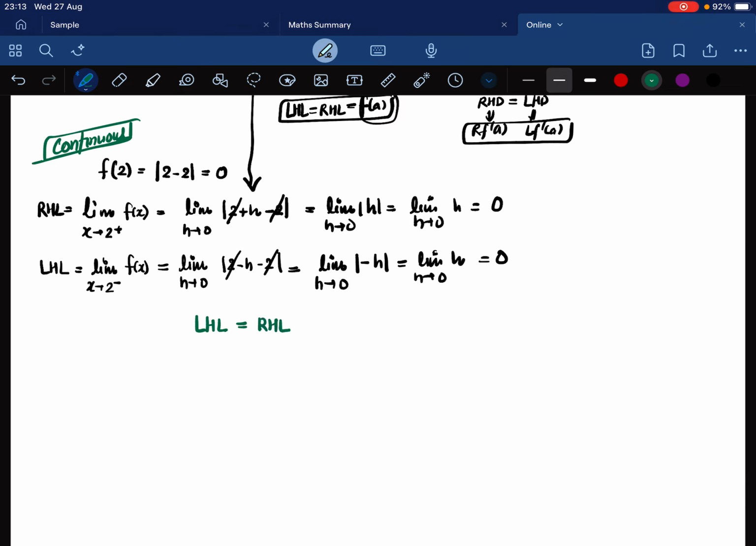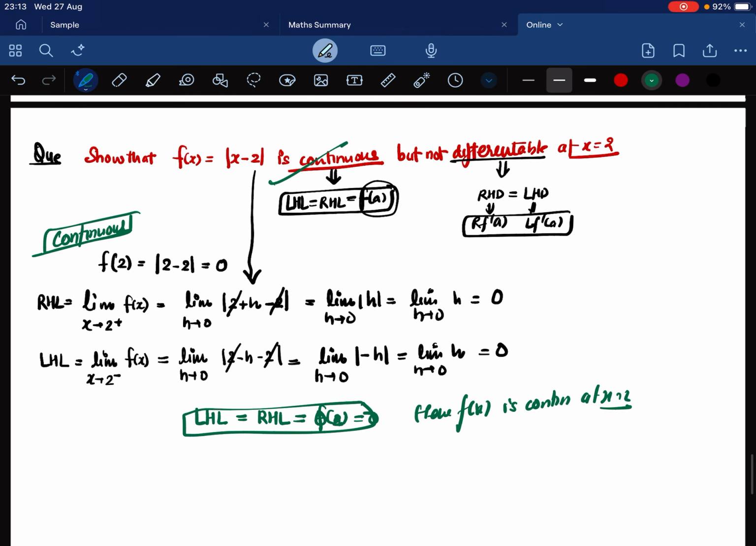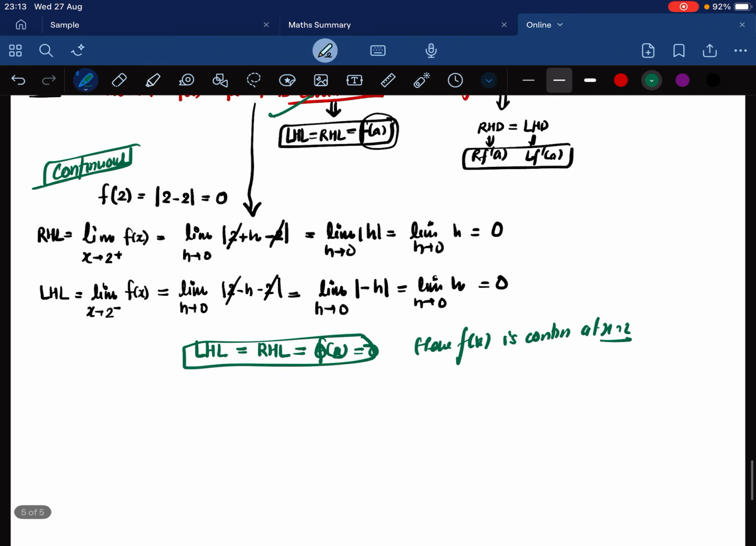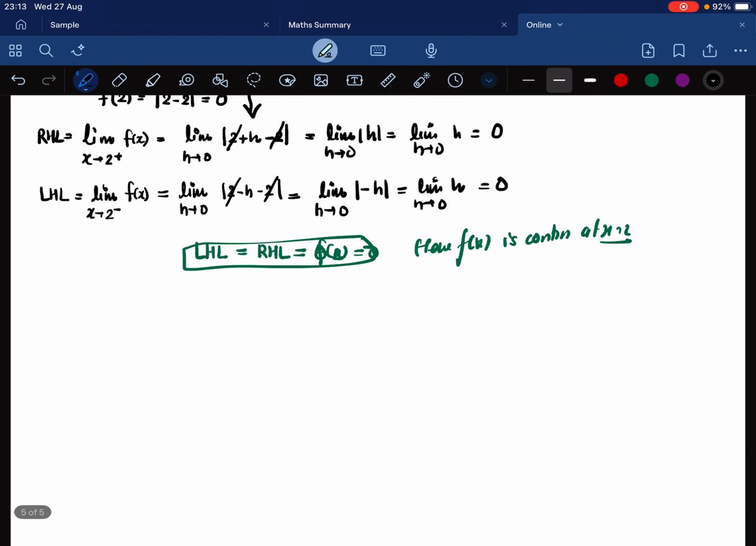So you can see the three conditions are being satisfied: the left hand limit is equal to 0, the right hand limit is also equal to 0, and the function value at 2 is also 0. So f(2) = 0, and all are 0. Hence the given function is continuous at x = 2. So the first case is satisfied. Now let's focus on differentiability.